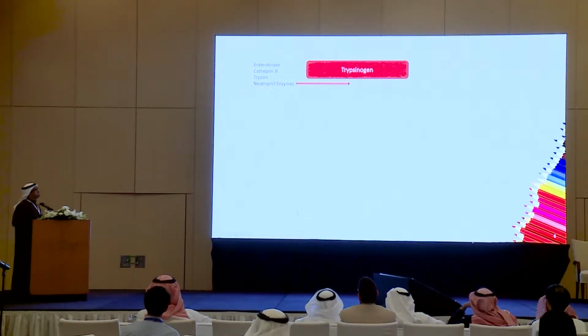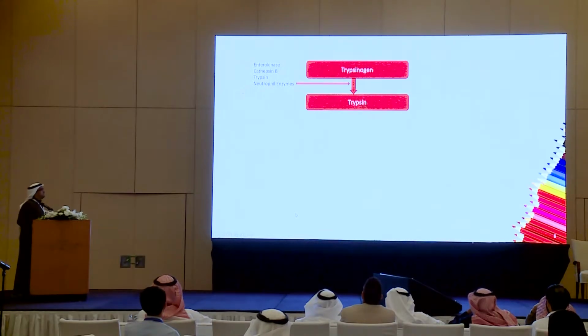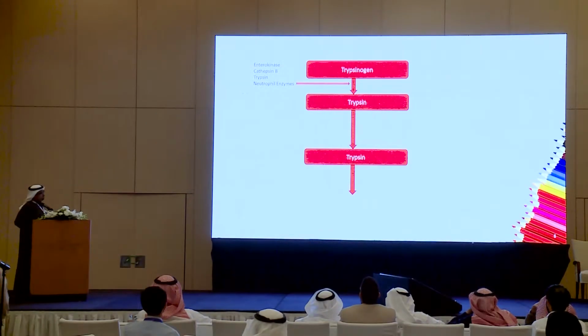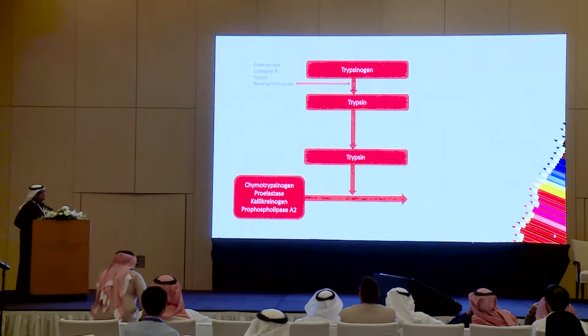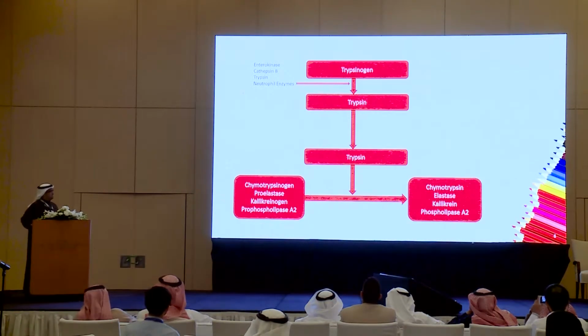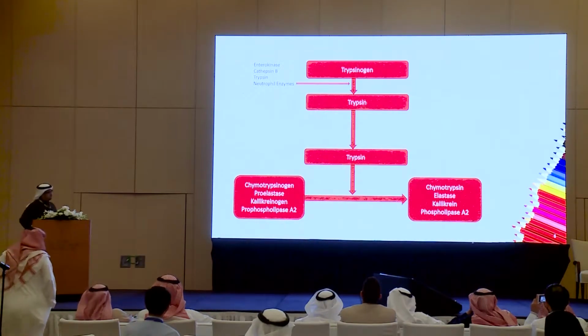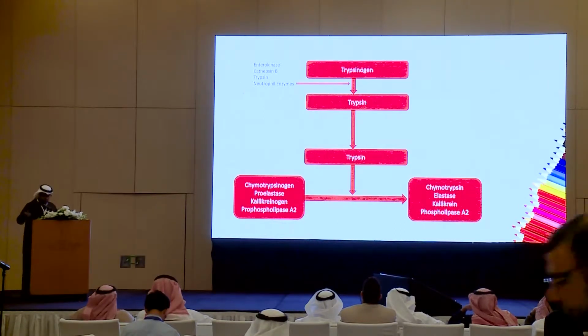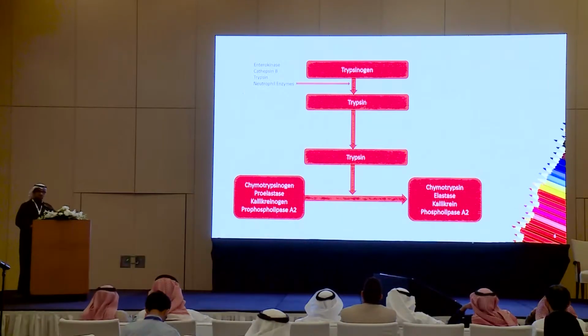Once trypsinogen is activated by the usual enzymes, mainly enterokinase and also others, to trypsin, the trypsin will activate the other enzymes, chymotrypsinogen, phospholipase and so on, all to the active form. So this is the normal, okay? Most of this usually happens in the duodenum. Sometimes this can happen inside the acinar cells, okay?